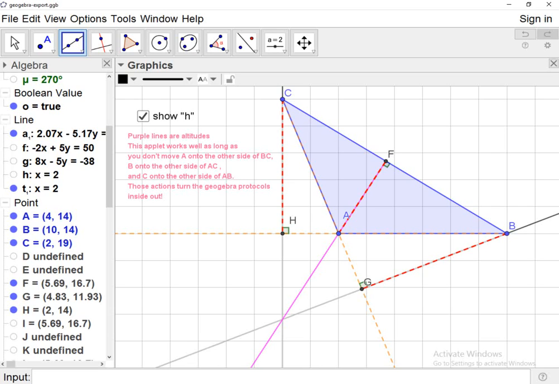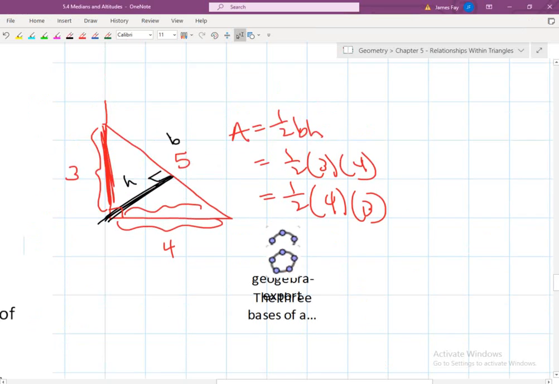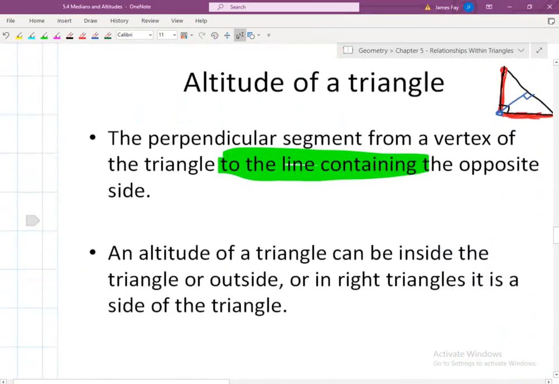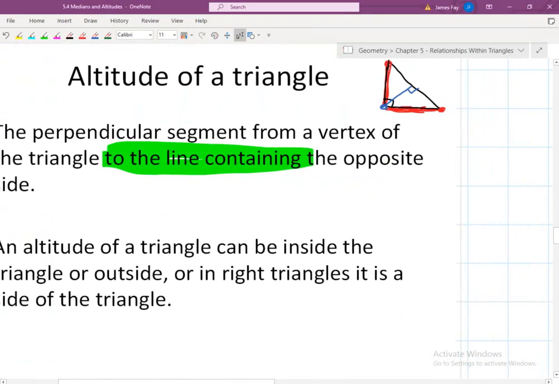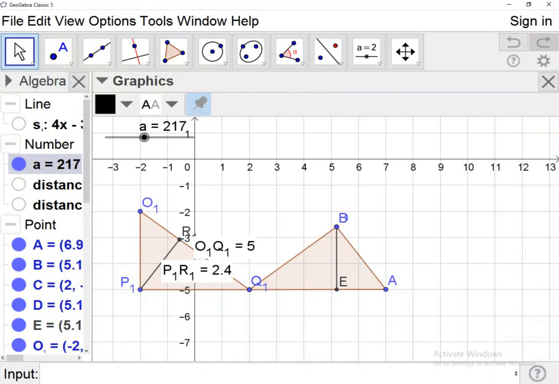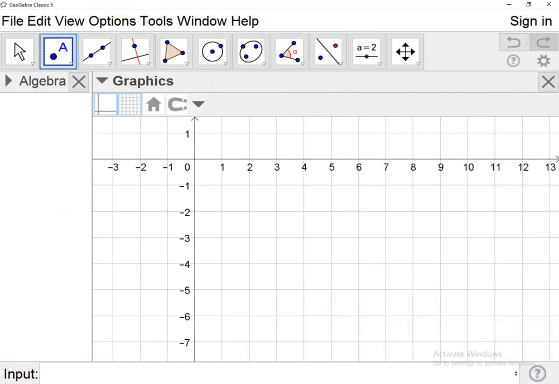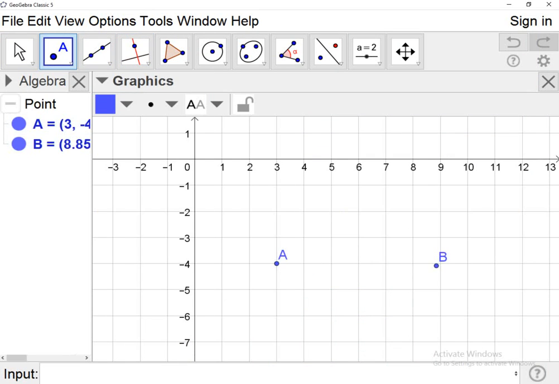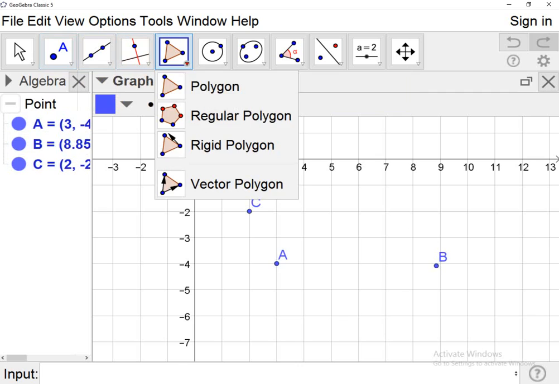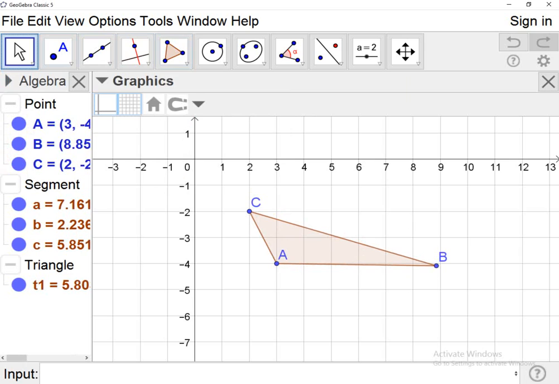That triangle right there is the reason why in our definition we had to say that the perpendicular segment from a vertex of the triangle to the line containing the opposite side. That idea that we have to have the line containing the opposite side is for this purpose right here. If I have a triangle that is obtuse, every obtuse triangle, 2 of your altitudes are going to be on the outside.